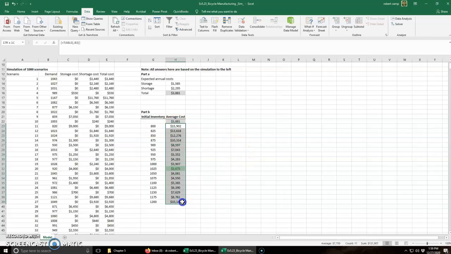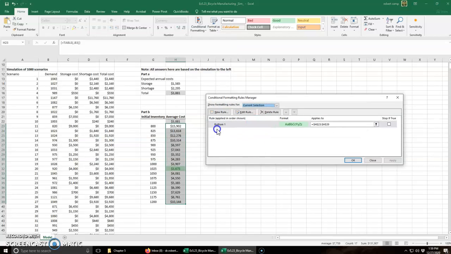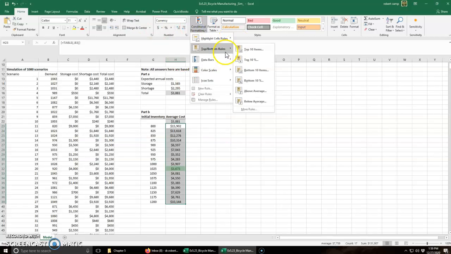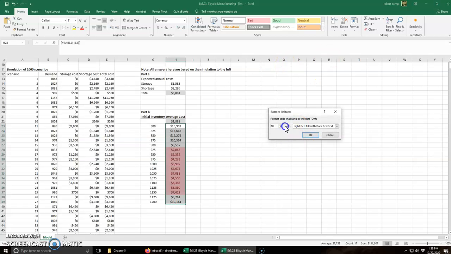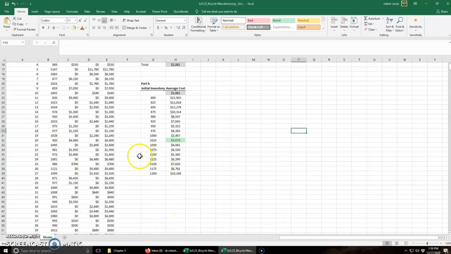Now, there was a conditional formatting already put in here. So if you go to Home, Conditional Formatting, and you've got different rules, we'll just manage the rule. So what we've done is we've applied, whatever the bottom one is, highlight it green. How we do that, we would go to Conditional Formatting, Top/Bottom Rules, go to Bottom 10 Items, and then you would just take it down to the bottom one, and that would give you the lowest. And then change it to green. So this is going to tell us that our initial average inventory should be 1025.